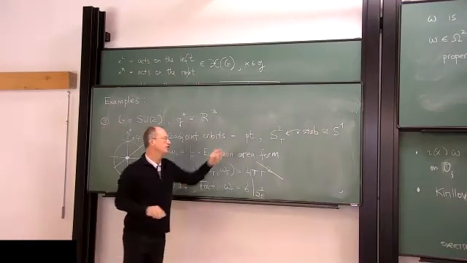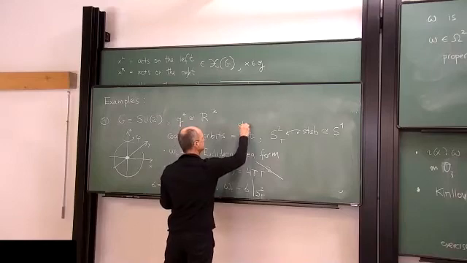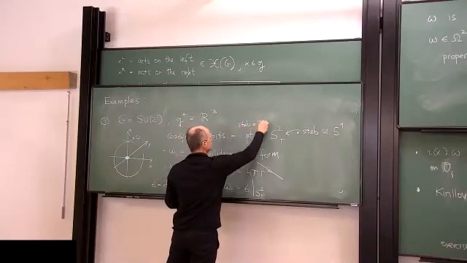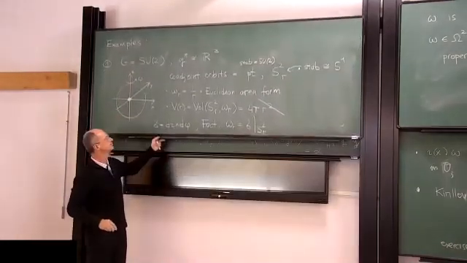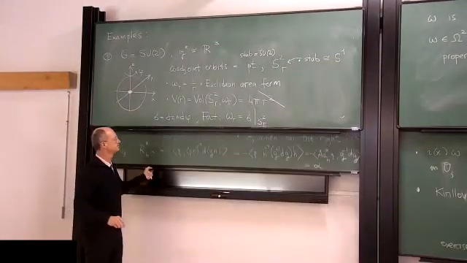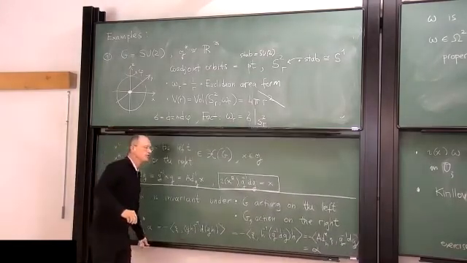Of course, for the point, the stabilizer is equal to the whole group. So that's our first example.